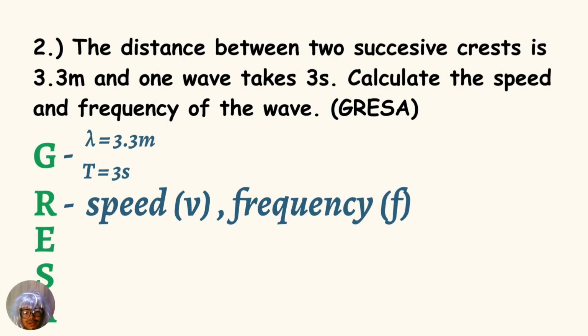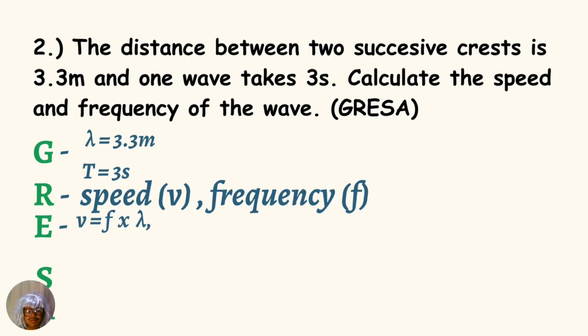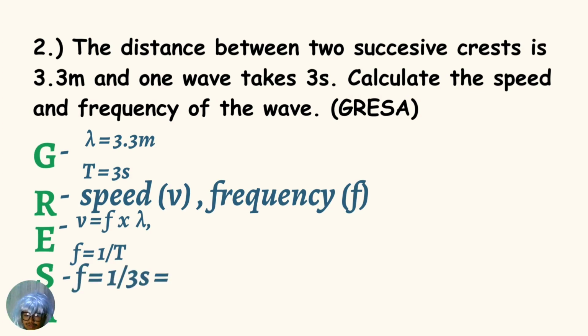In our equation, the speed is equal to frequency times wavelength, or wavelength times frequency. And our equation for frequency is equal to 1 divided by period, since period is given and there is still no speed in the problem. And now let us solve. So our solution is frequency is equal to 1 divided by 3 seconds, which is equal to 3.33 hertz.